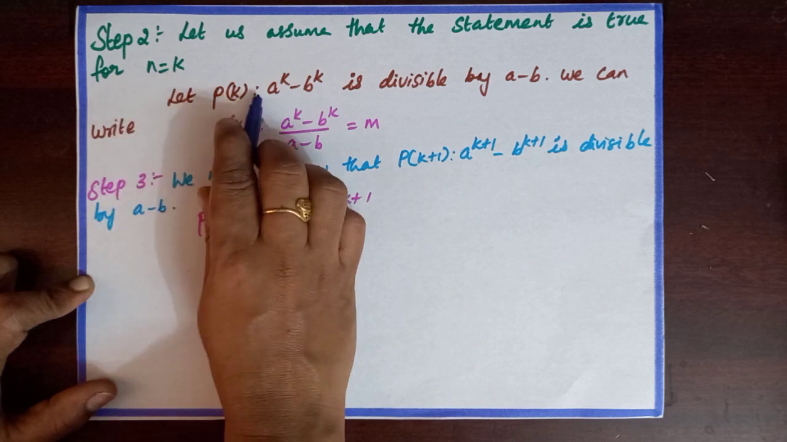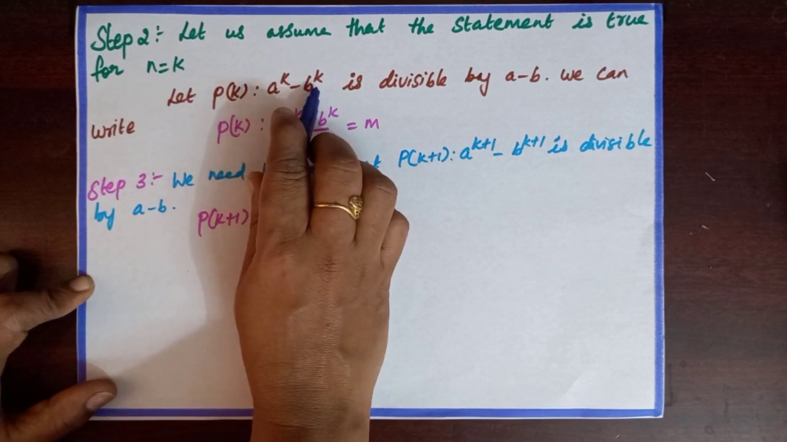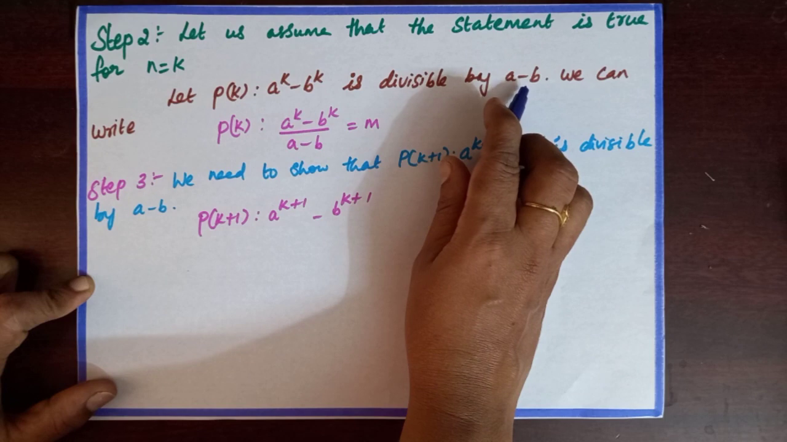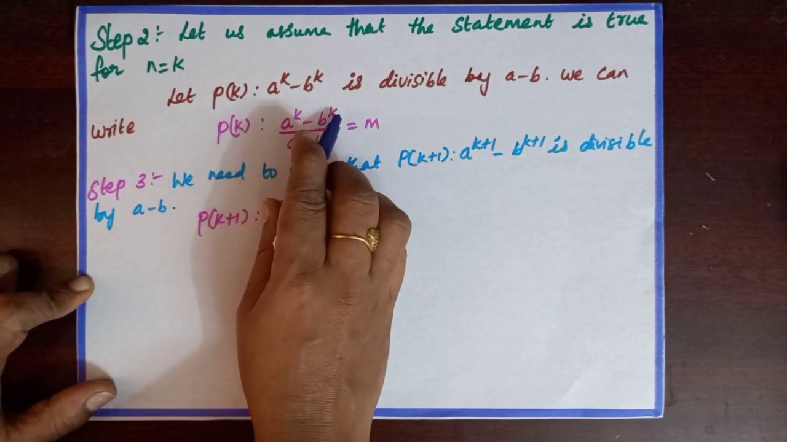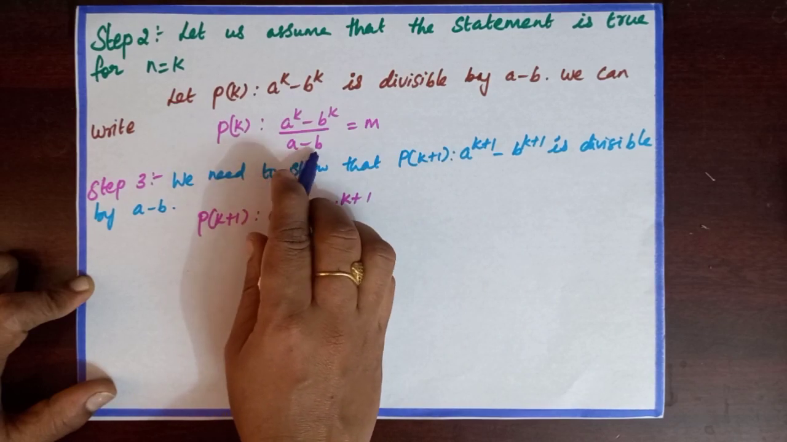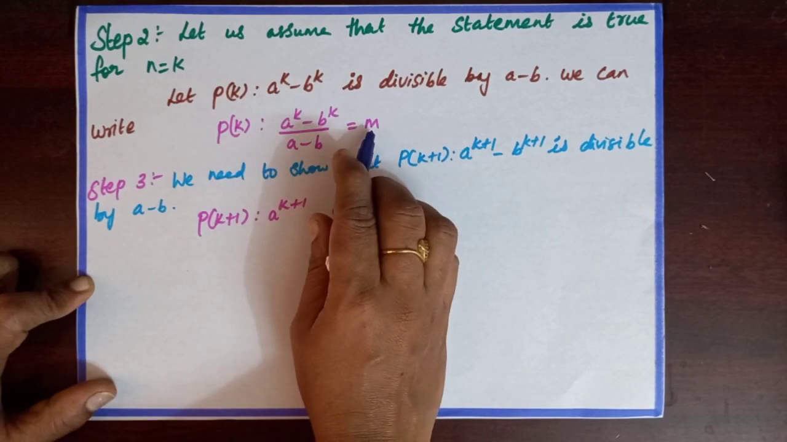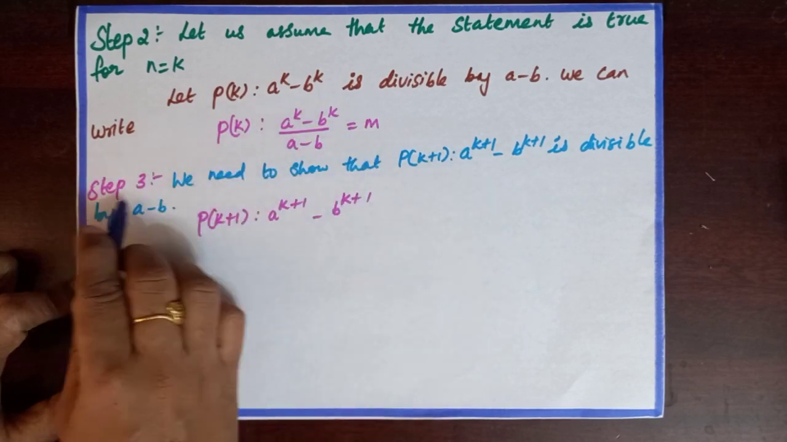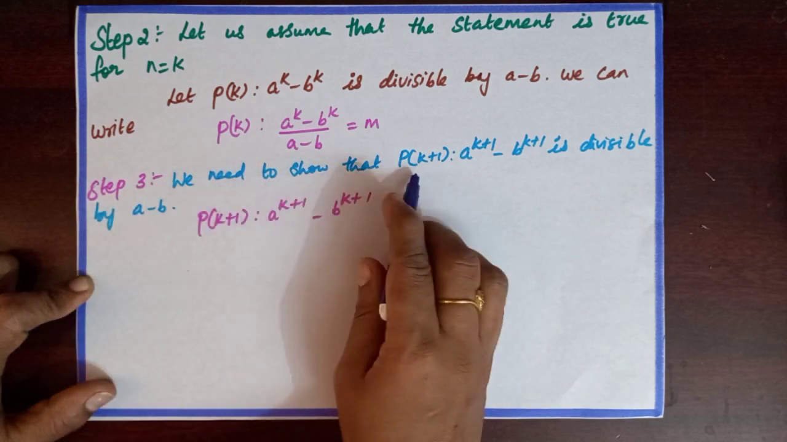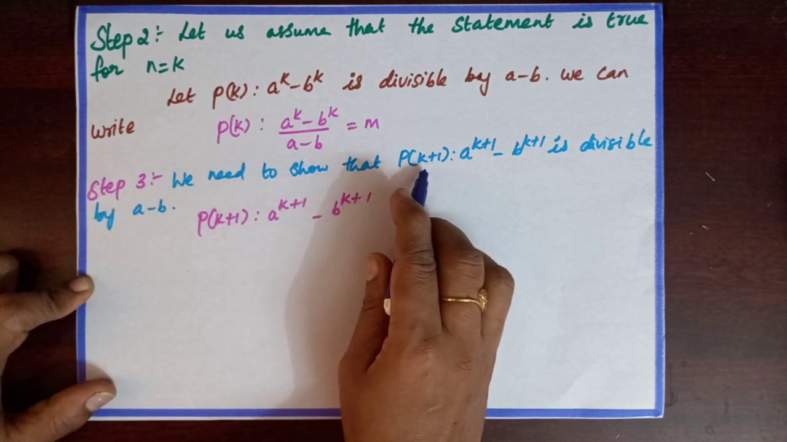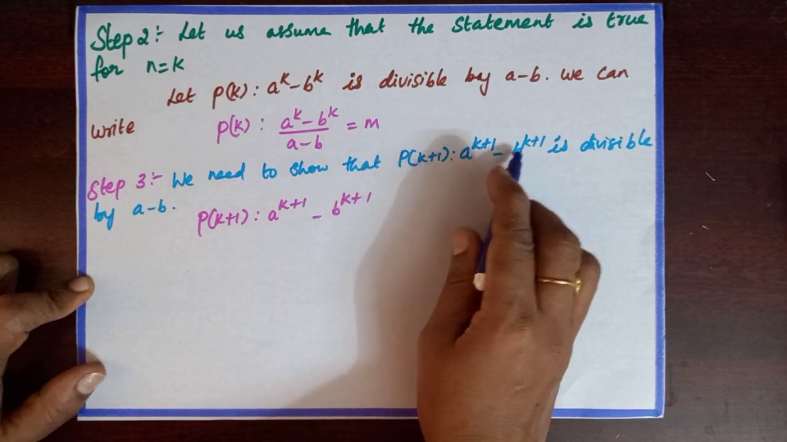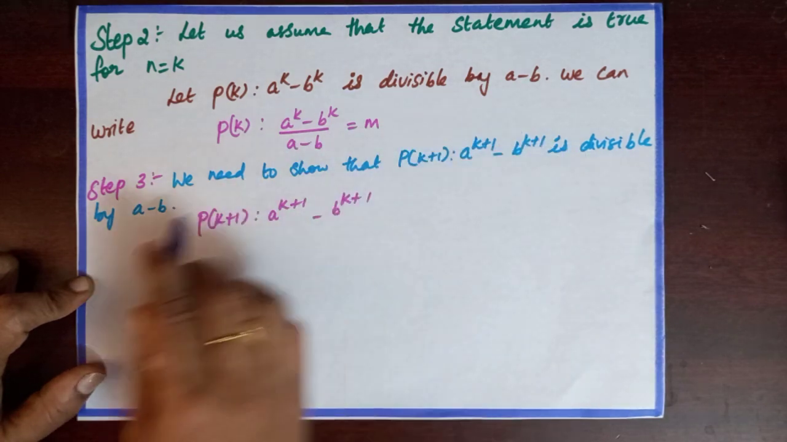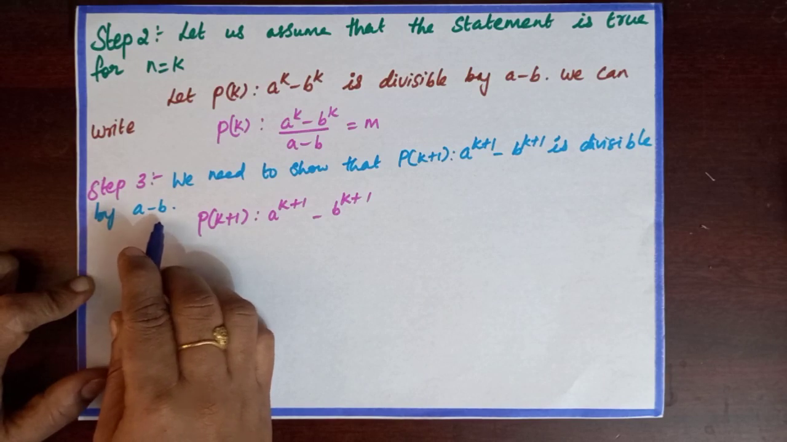Let p of k equal to a power k minus b power k is divisible by a minus b. We can write p of k as a power k minus b power k is divisible by a minus b equal to m, where m is a constant. Step 3. We need to show that p of k plus 1. In the place of n, we need to substitute k plus 1. A power k plus 1 minus b power k plus 1 is divisible by a minus b.